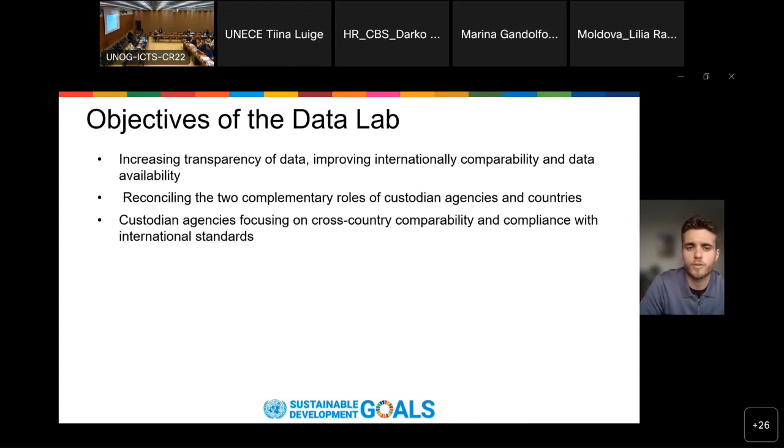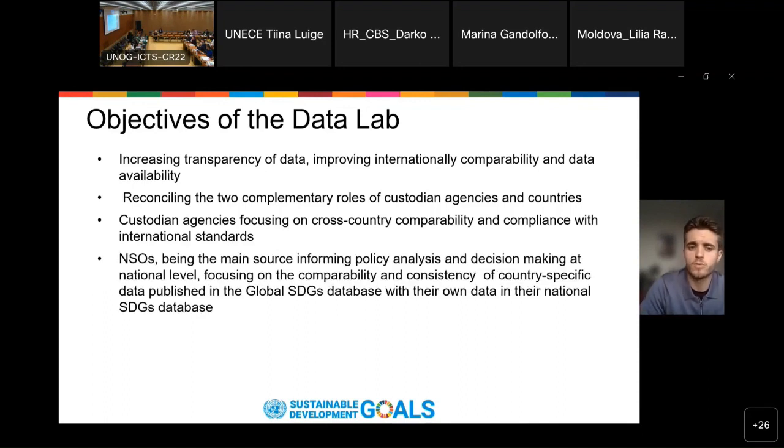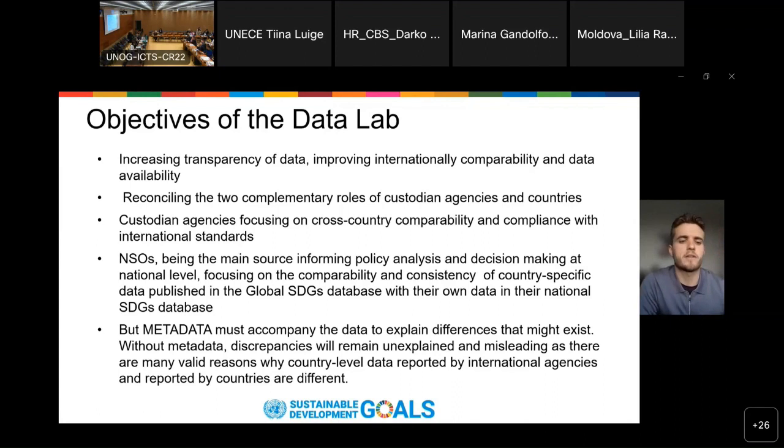Custodian agencies focus on cross-country comparability and compliance with international standards. Because SDMX is used for the Data Lab, it increases the use of these international standards. NSOs are the main source informing policies and decision-making at the national level. So again, it's all about focusing on comparability and consistency of the data that countries are producing. And then a key aspect of it is that metadata is crucial. If we're looking at the Data Lab, metadata must accompany the data to explain the differences that might exist. Without this, the discrepancies are almost impossible to understand and the data can be misleading. So the metadata is just as critical a part of this as the data is.